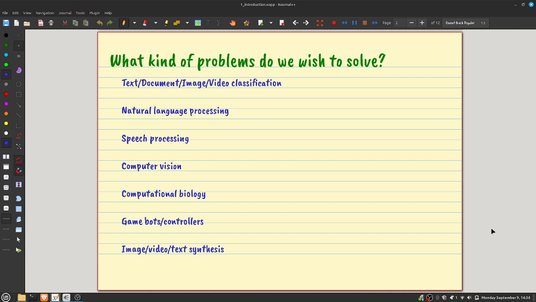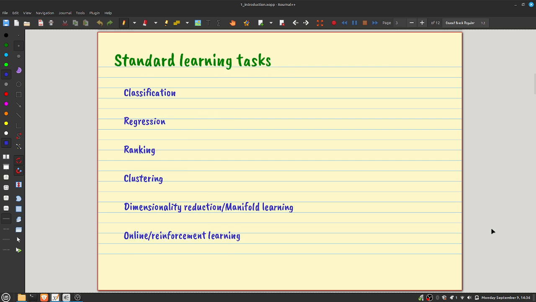So in the last class, I just gave a very high level overview of what kind of problems we want to solve in machine learning. And there are these engineering problems that we would like to solve. And the first step is always to pose them as one of these standard learning tasks, either classification or regression or ranking, clustering, and so on. Once we've done that, we can try to analyze how you perform classification or regression.